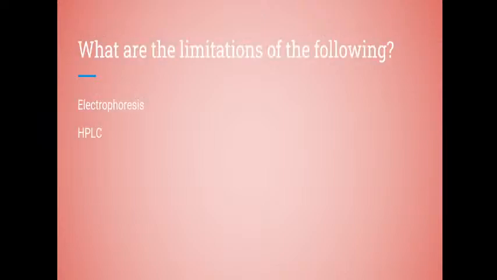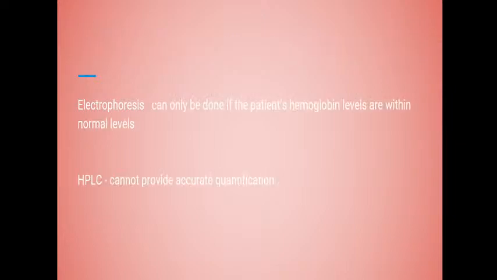You require a column as well. I don't need to delve deep into that one. That will be discussed further by your clinical chemistry instructors. But you can use HPLC. Now, limitations of these two. Hemoglobin electrophoresis can only be done if the patient's hemoglobin levels are within normal. Okay? It seems strange. Why is that? The hemoglobin needs to be normal. Yes.